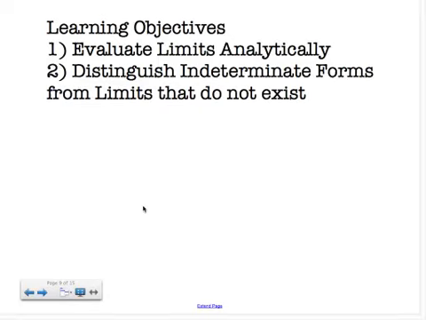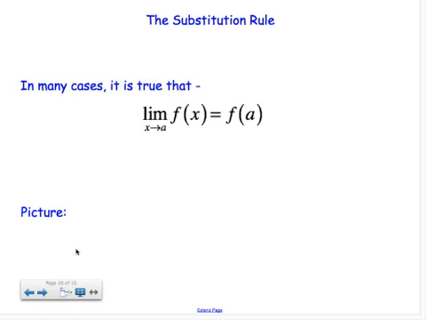Now that we have an idea what a limit is and what it looks like on a graph and what it looks like on a calculator or on an Excel spreadsheet, we're going to learn how to mathematically determine the value of limits. The first rule that we need to know is what's called the substitution rule. In many cases, it's going to be true that the limit as x goes to a of our function f is going to be the same thing as the function value at a.